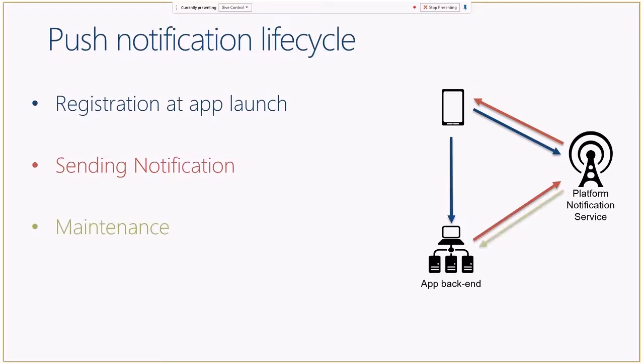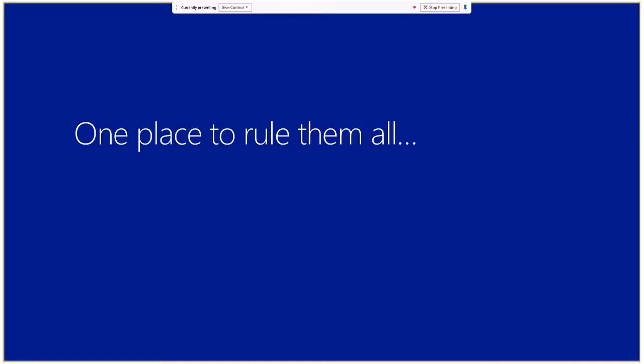I highlight the fact that the channel URI is a temporary, transient identifier. So it expires at some point in time, and you need to renew it to be able to continue sending notifications. That's the basic life cycle of notification.